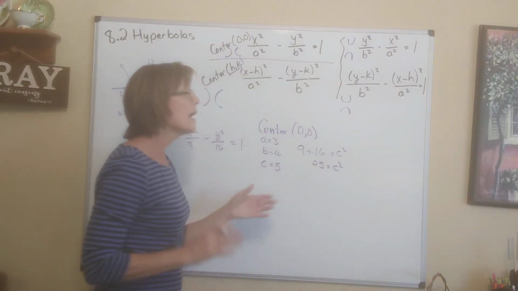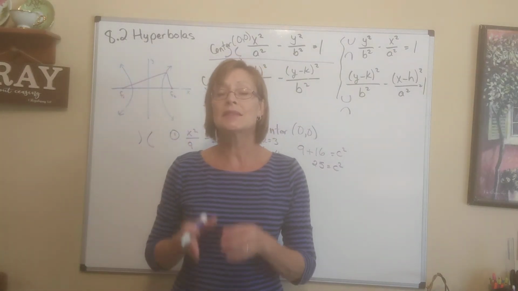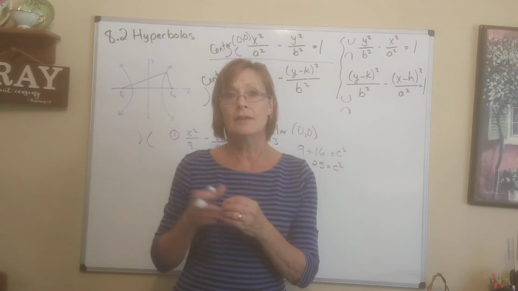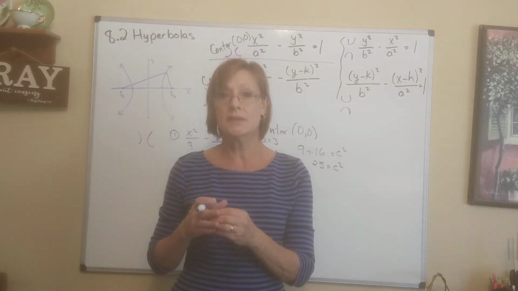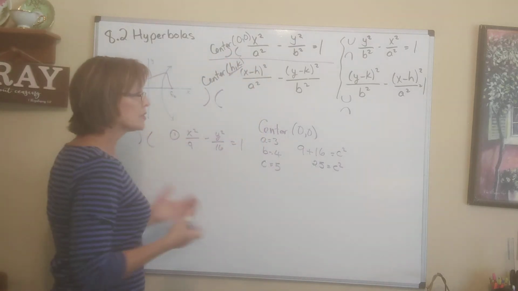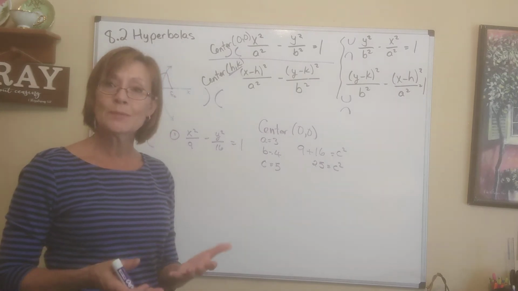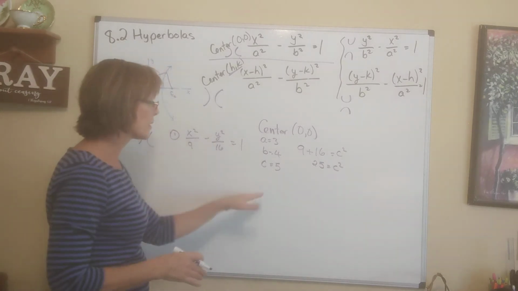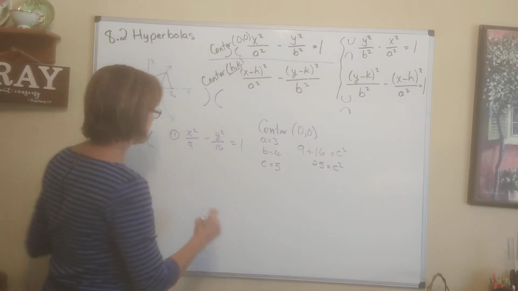Now, as with all of our cases, C is the distance from the center to the foci. A is the horizontal distance from the center. B is the vertical distance from the center. So how do we determine where the foci and the vertices lie? That depends on how it's oriented. So we're going to take this and start to draw our hyperbola. This is how you can do it.